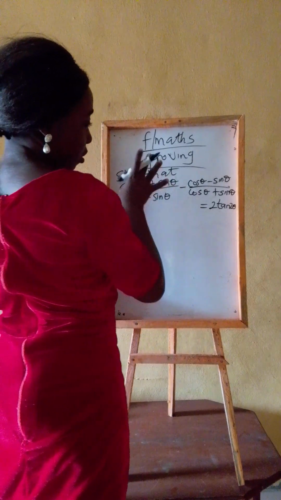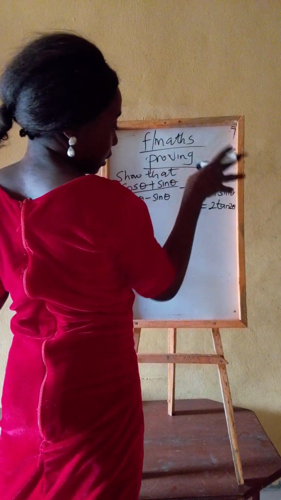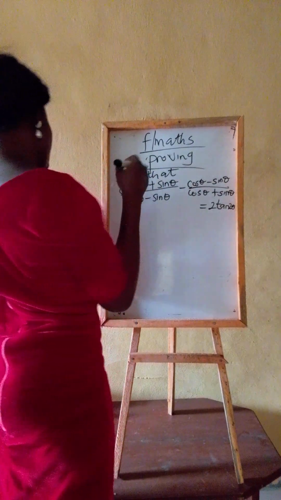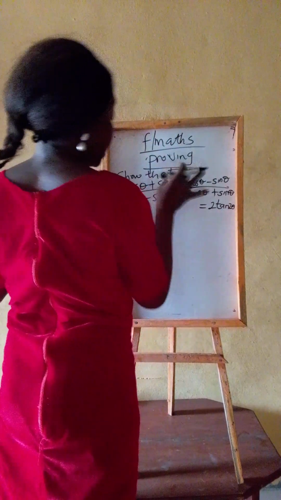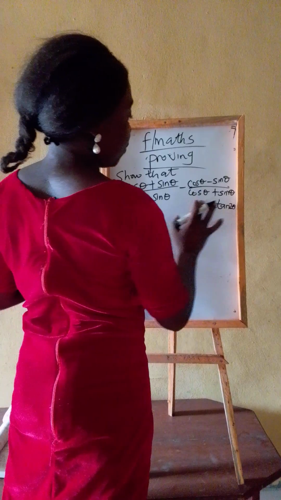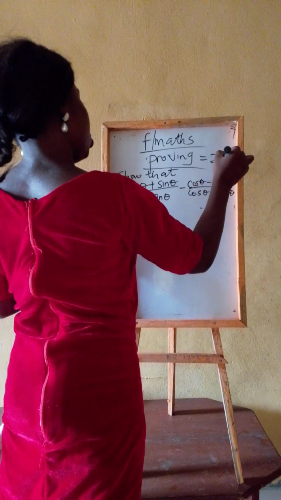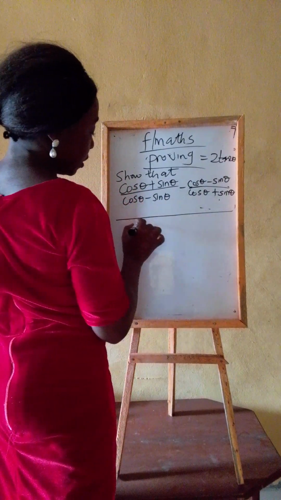The first thing: you want to prove that the left-hand side is equal to the right-hand side, or you prove that the right-hand side is equal to the left-hand side. But I'm going to start from the left-hand side, and prove that it equals 2 tan 2 theta. So what's the first thing? I'm going to find the LCM.